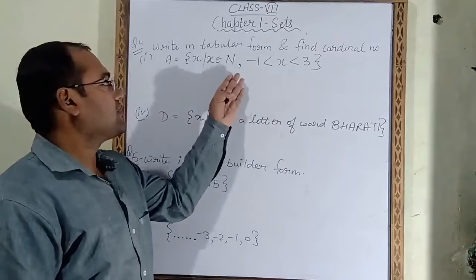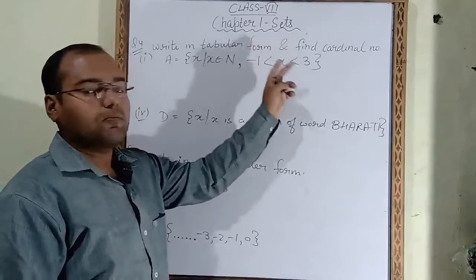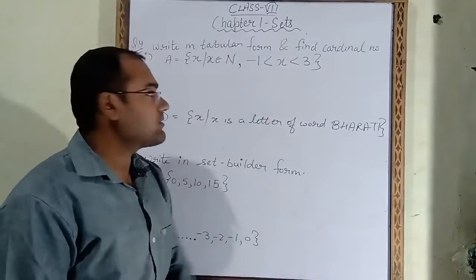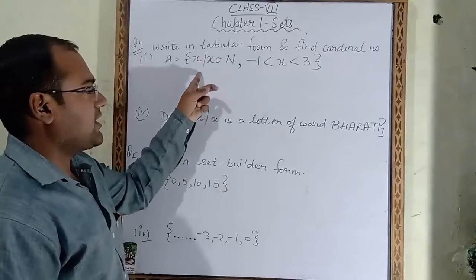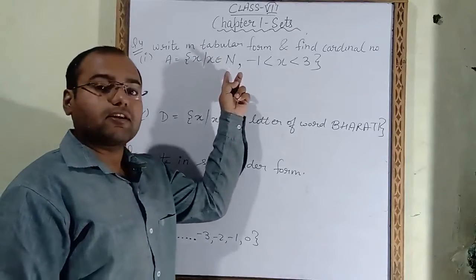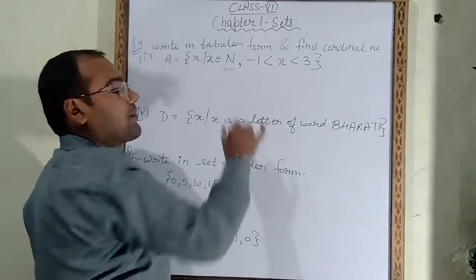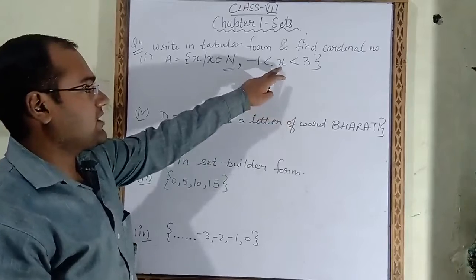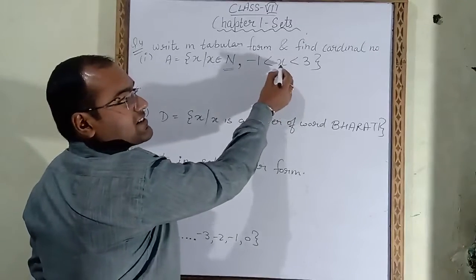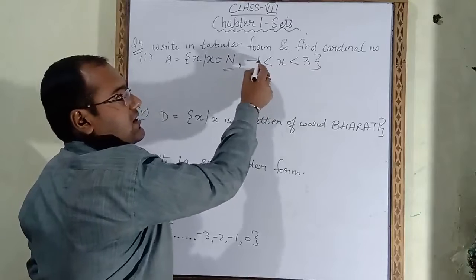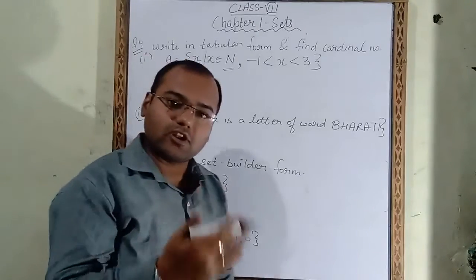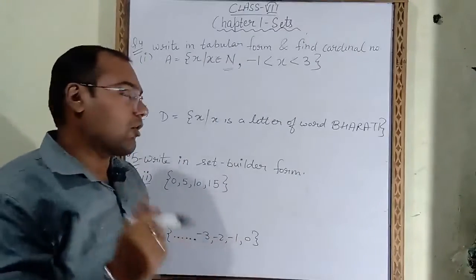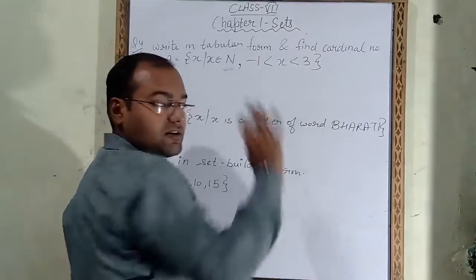Now see this question. The question is to write in tabular form and find the cardinal number. Tabular form we know very well how to write. Here it is written x such that x belongs to capital N. Capital N means natural numbers. Here x is greater than minus 1, so we write all the natural numbers greater than minus 1. Toward x, the close sign means smaller, that means x is smaller than 3.